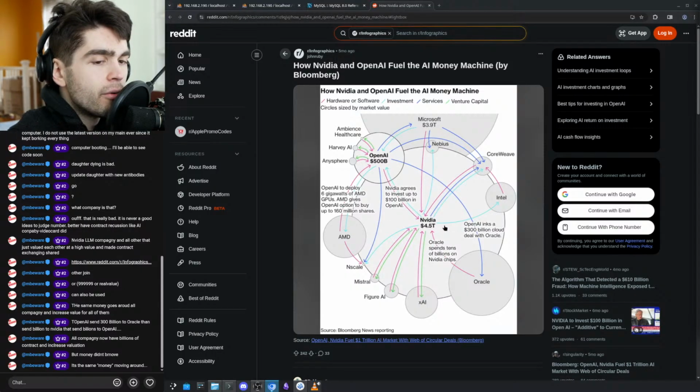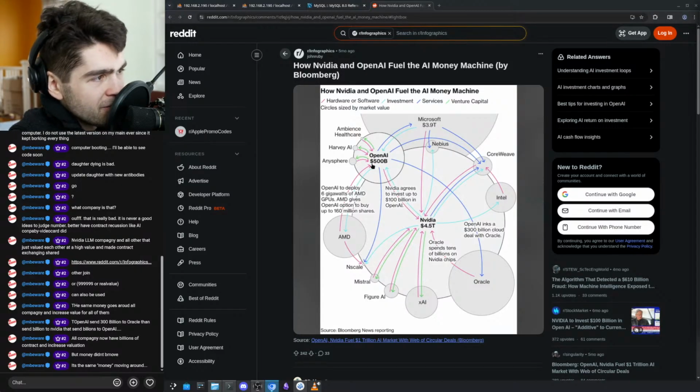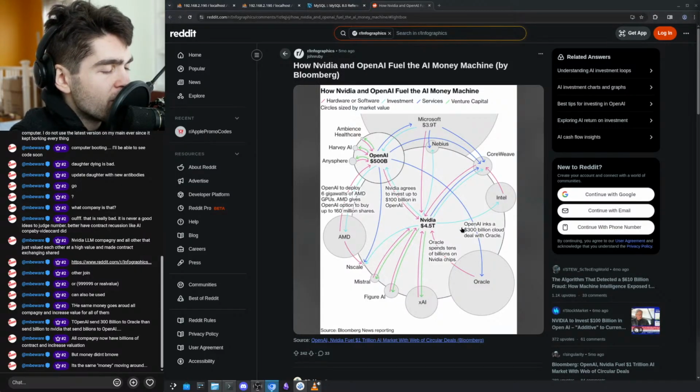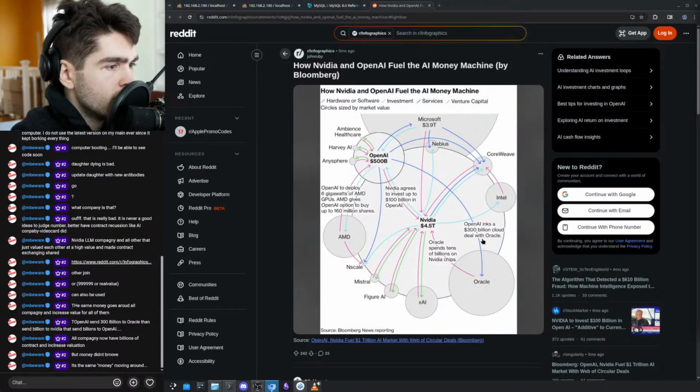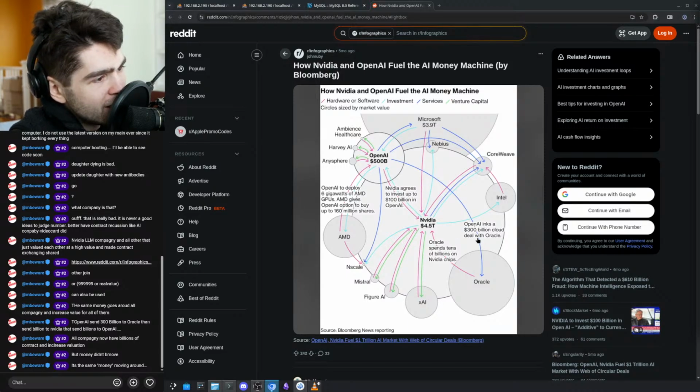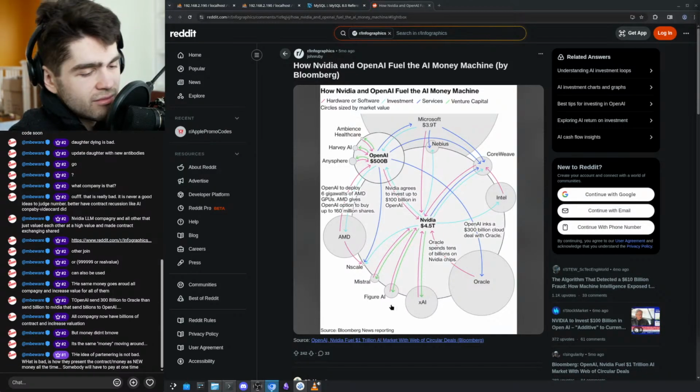So anyway, if the transfer here were a $1 trillion cloud deal from a company, first of all, this is the most retarded thing on this chart. Can we just agree this is dumb? But if we remove OpenAI and Oracle, I don't know.